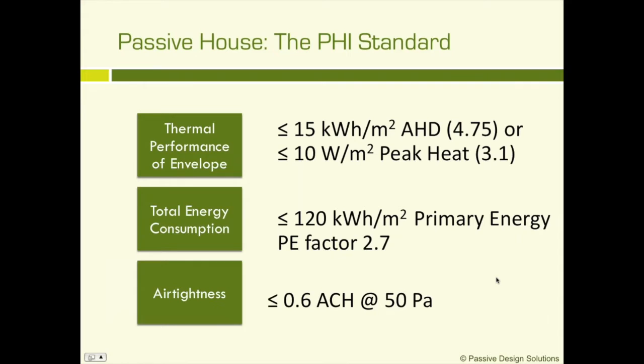The total energy consumed in the PHI standard is 120 kilowatt hours per meter squared with a primary energy factor of 2.7. And air tightness was measured in air changes per hour with a limit at 0.6. So we're all pretty familiar with those numbers.